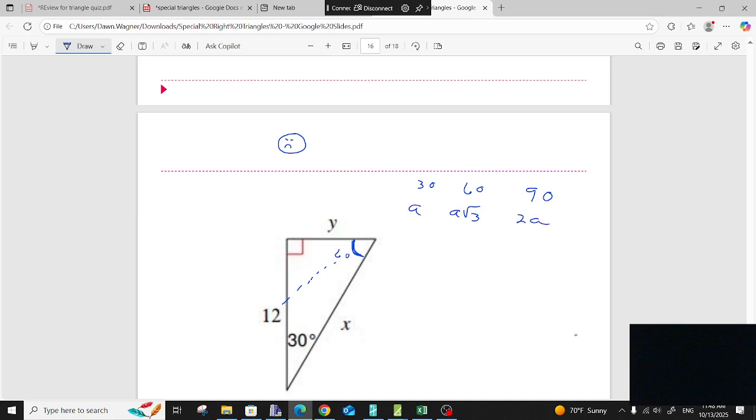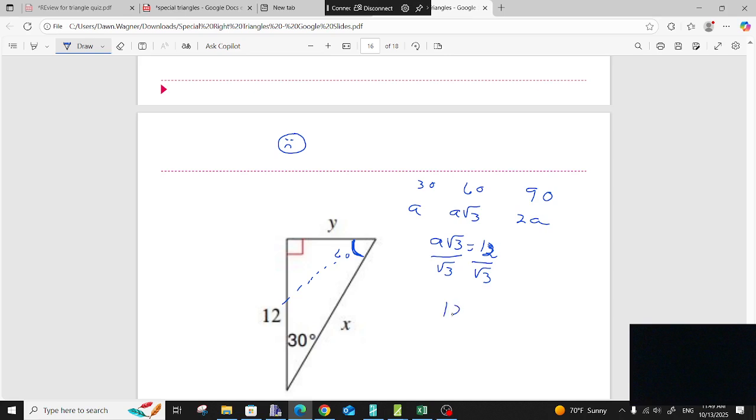Good job. We're getting there. Slowly. Okay, but I'm giving across from the 60. So A square root 3 has to equal 12. So not 13, 12. I said it and I wrote down the wrong number. What do I do to solve for A? Divide by square root 3.